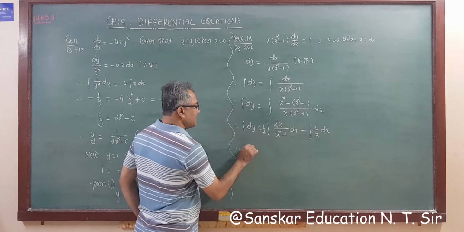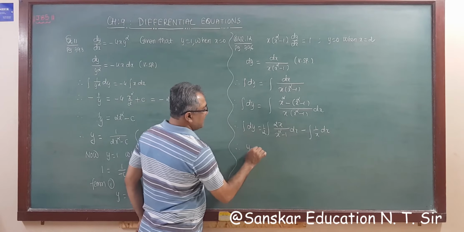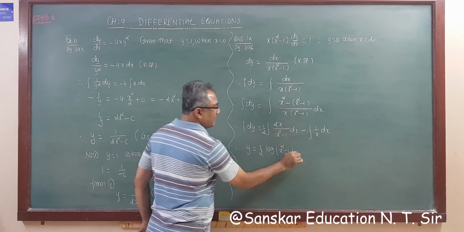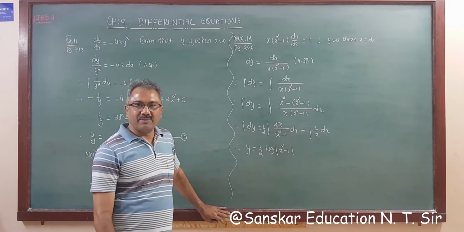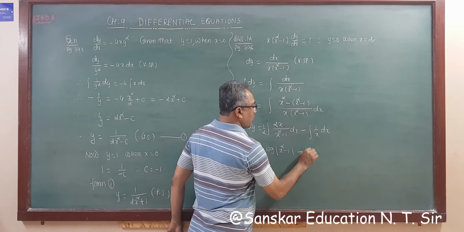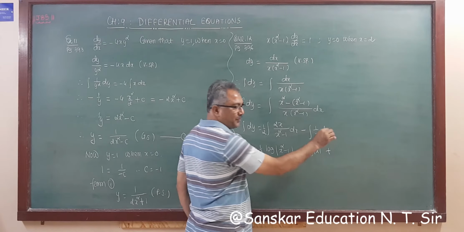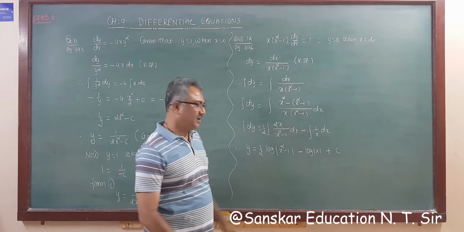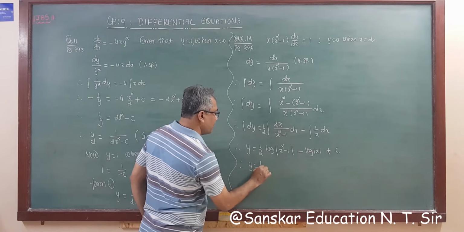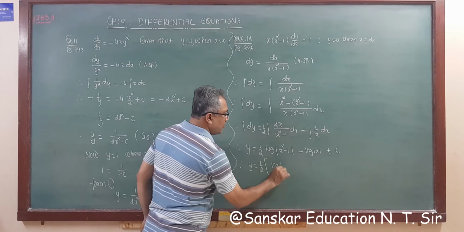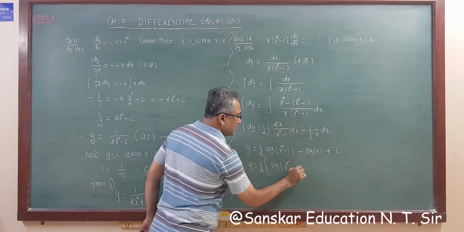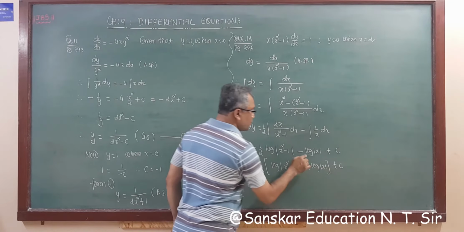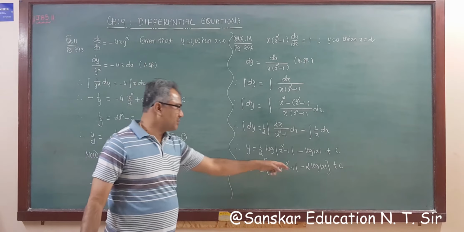So the answer of this is y, right? So y is equal to 1 upon 2 log mod x square minus 1, minus log mod x, and plus c. I'm writing plus c. If you want to take 2 common, you can take 2 common, so y is equal to 1 upon 2 common, this is log mod x square minus 1 minus 2 times log mod x, because we are taking 2 common, so divide and multiply.